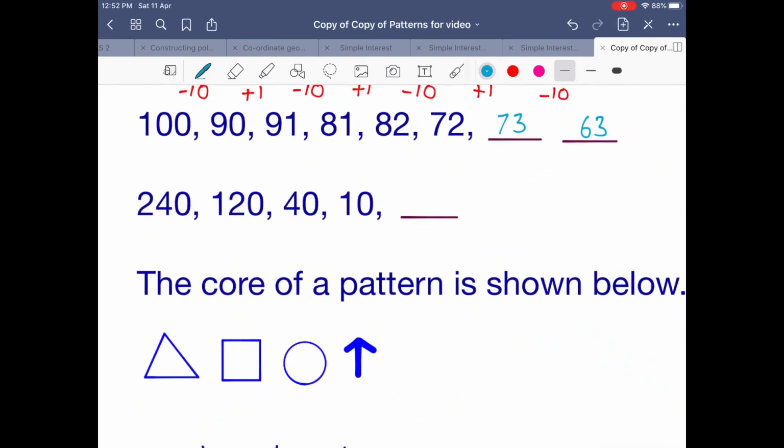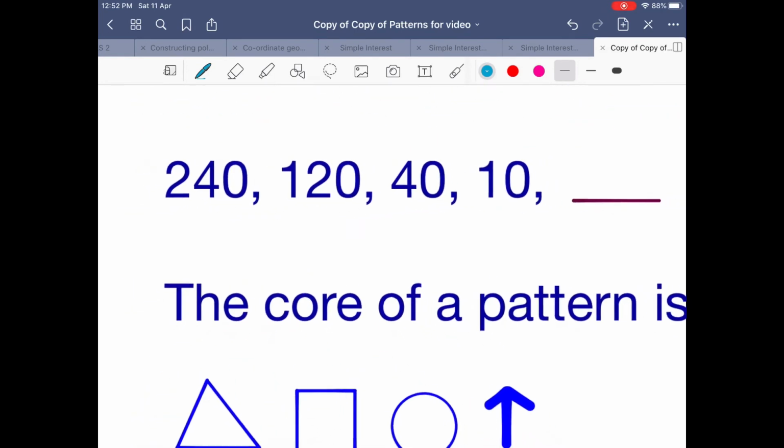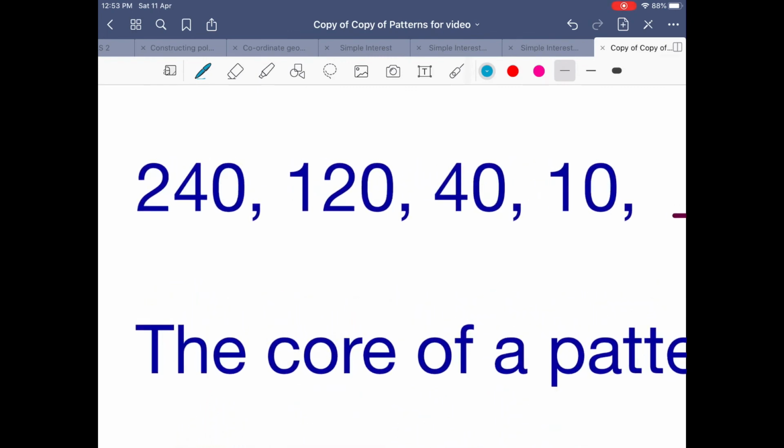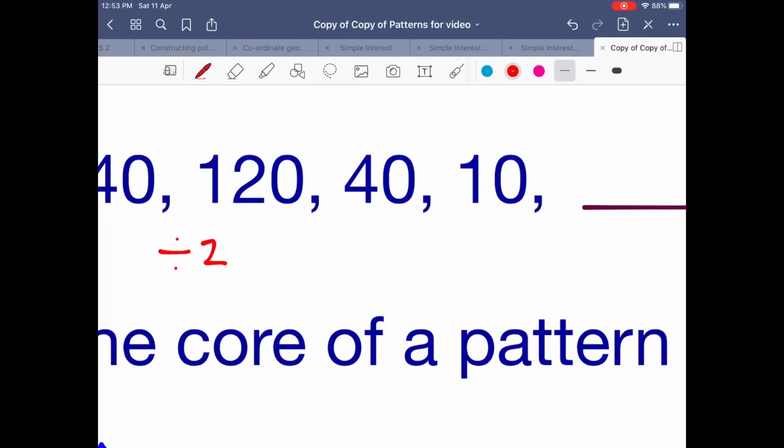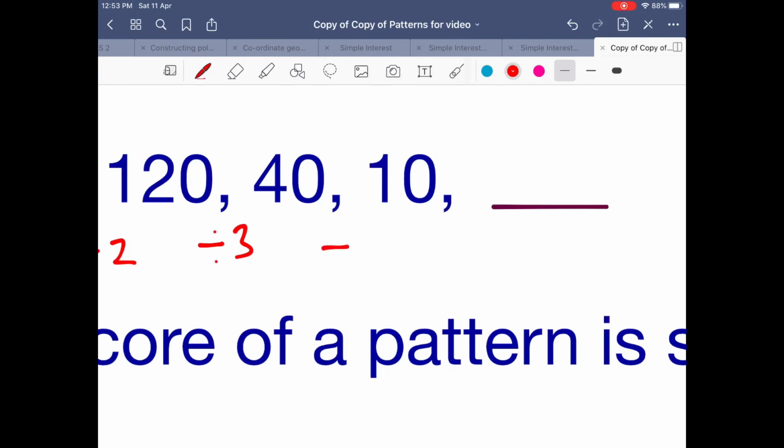So we have the numbers 240, 120, 40, and 10. So 120 is half of 240. So 240 divided by 2 will give us 120. Then we have to get from 120 to 40, that's 120 divided by 3. And then from 40 to 10, 10 is 40 divided by 4. So we are dividing by whole numbers.